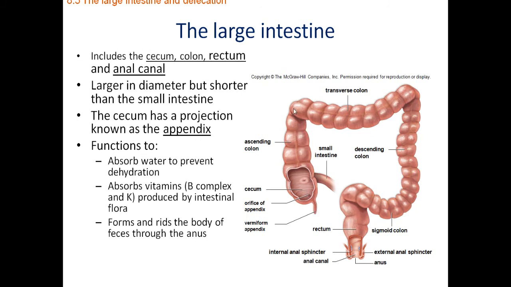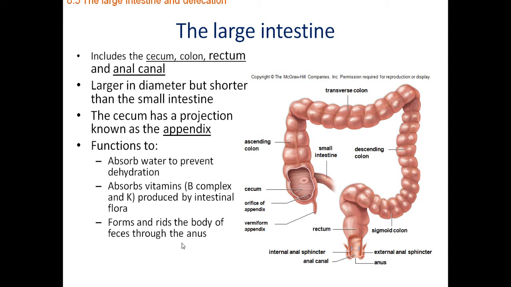Okay, so we have ascending colon, transverse colon, descending colon, sigmoid colon is on the way out. Okay, the rectum, anal canal. So the diameter is bigger, but it's shorter. The function of the large intestine is to absorb water, so we don't have diarrhea. It also absorbs vitamins. Some of the vitamins are actually produced in the intestines by the bacteria found in there, like vitamin B and vitamin K.